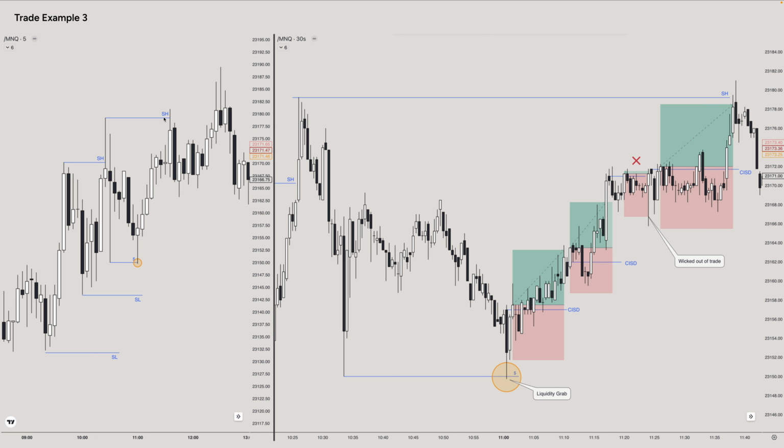And now we've reached our 5-minute swing high. So whenever we reach our 5-minute swing high or swing low, depending on the direction we're trading in, we wait on the higher time frame for price to tell us where it wants to go next.